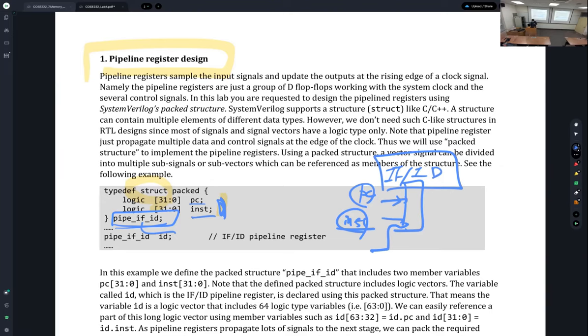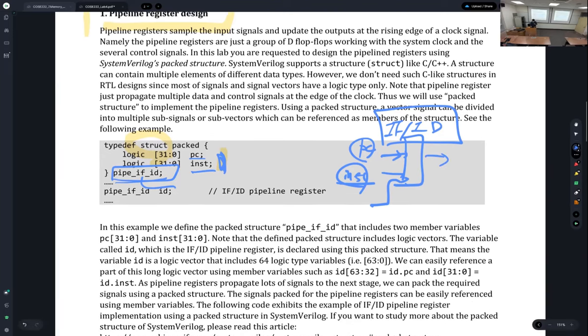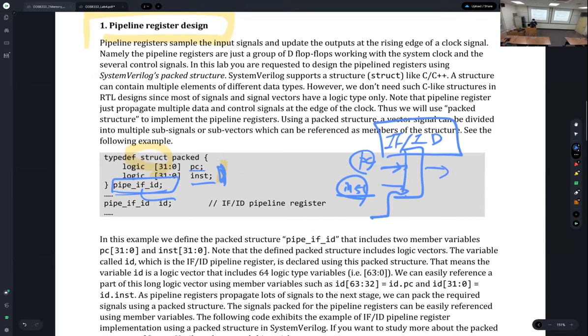We can easily implement this pipeline register using the structure, okay? When there is a callback at the rising edge of the clock, these signals are sampled by the clock signal, and then delivered to the instruction decoding stage.